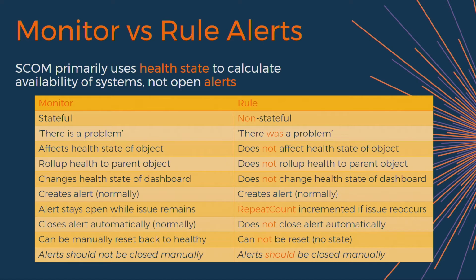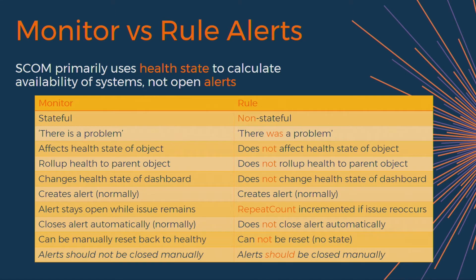Rules don't affect the health state of the object. Essentially, a rule creates an alert directly. There it goes, ping, off as an alert. A monitor changes the health state of the monitor, which then creates an alert because the health state of the monitor has changed. So the ultimate outcome is the same, but fundamentally the rule is just creating that alert without changing the health state.